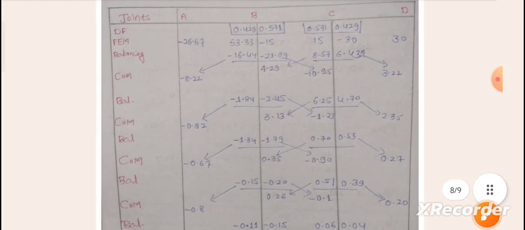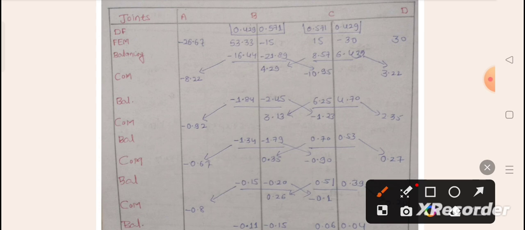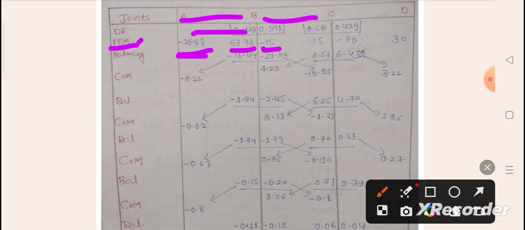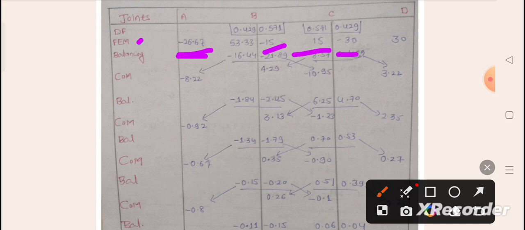Next we are supposed to write the fixed end moment. This is the value of fixed end moment for MFAB, which is minus 26.67. This 53.33 is MFBA. Here this side is BC, and this side is CB. MFBC will be minus 15, MFCB is plus 15, MFCD is minus 30, and MFDC is 30. So these are the values.